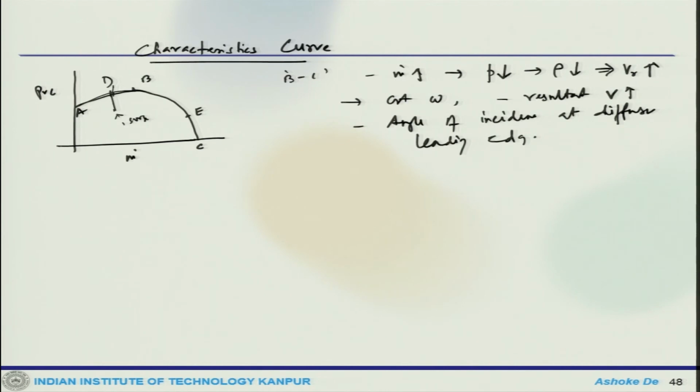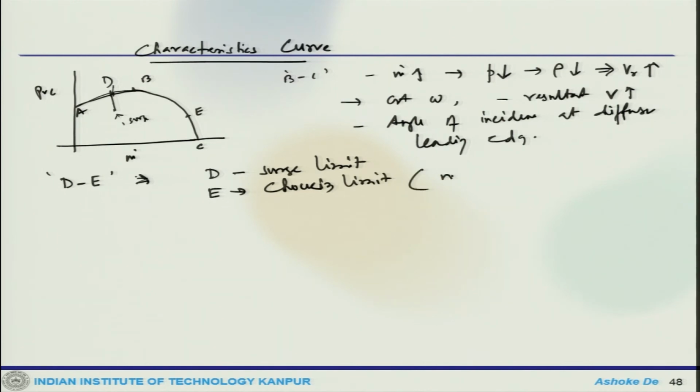So, the operation is typically limited between D to E. D one can call the surge limit, and E one can call the choking limit, which is the m dot max condition. Okay. So, now this particular curve of PRC versus m dot is for a fixed RPM.